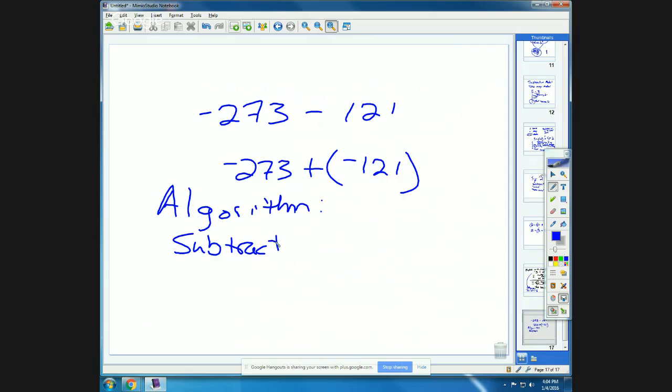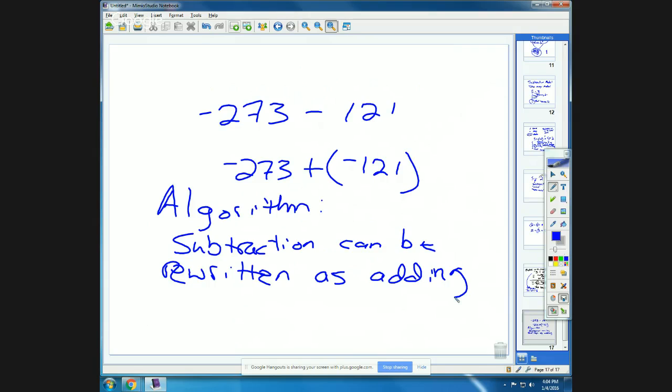Subtraction can be rewritten as adding the opposite. Yeah, so that's what we're doing there.